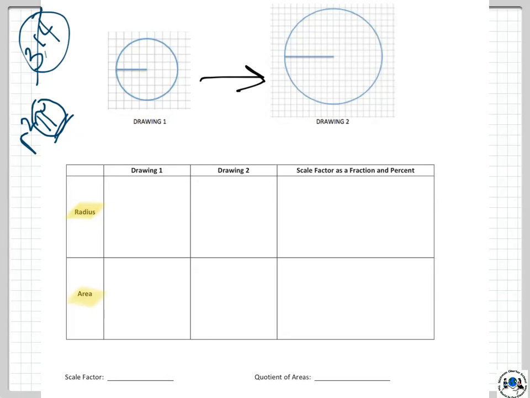Well, let's see how it went. Again, we're looking at drawing 1. We're going from drawing 1 to drawing 2. Our radius for drawing 1 is 4 units. Again, I just counted those units. Now I'm going to drawing 2, 8 units. So you can see I'm taking this a little bit differently. I'm working across, working horizontally here.